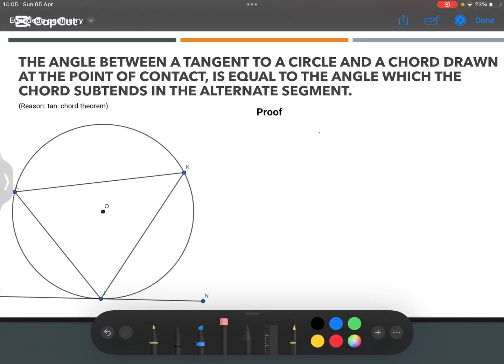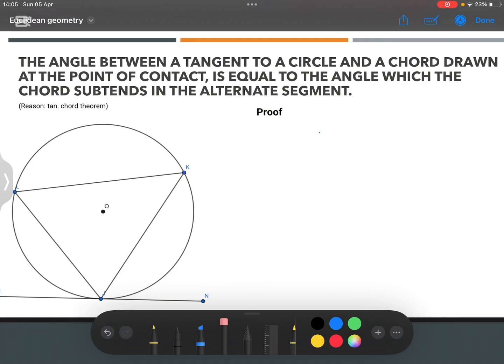Now we are looking at the tan chord theorem, which states that the angle between the tangent to a circle and a chord drawn at the point of contact is equal to the angle which the chord subtends in the alternate segment.